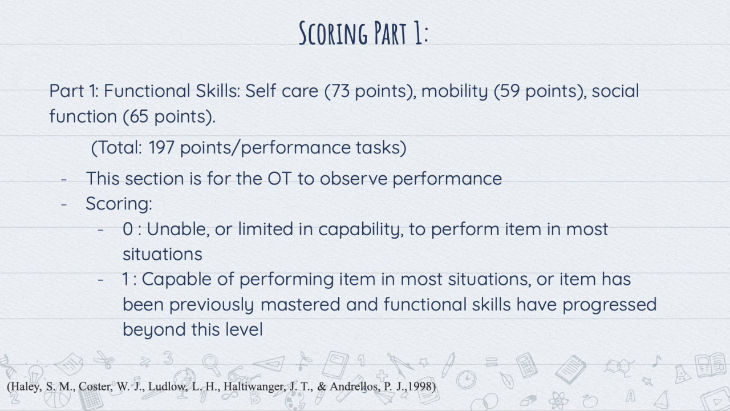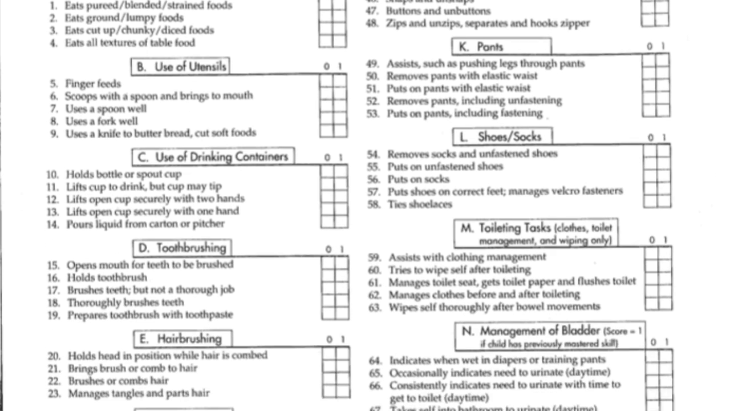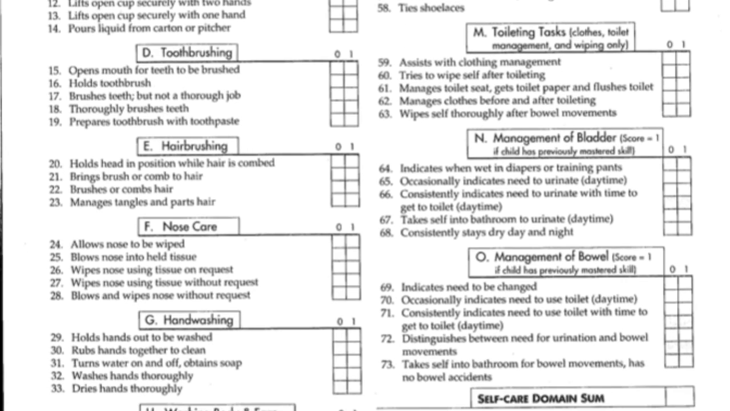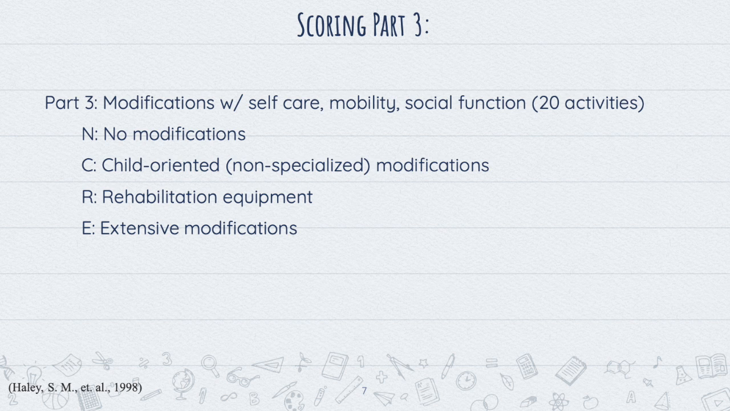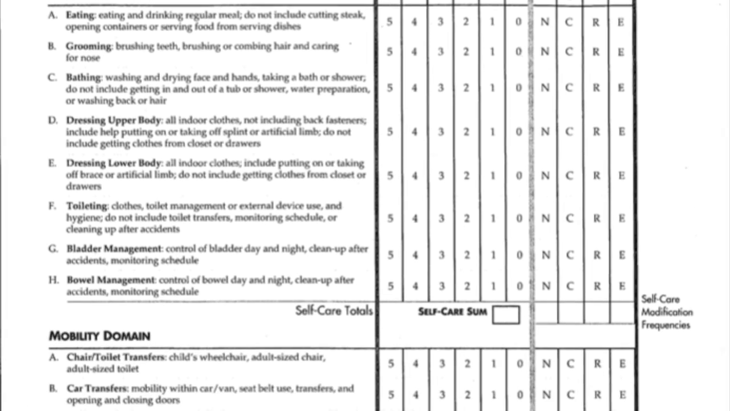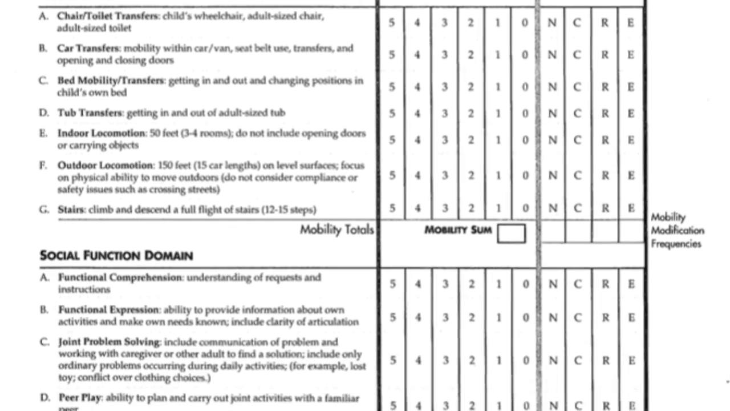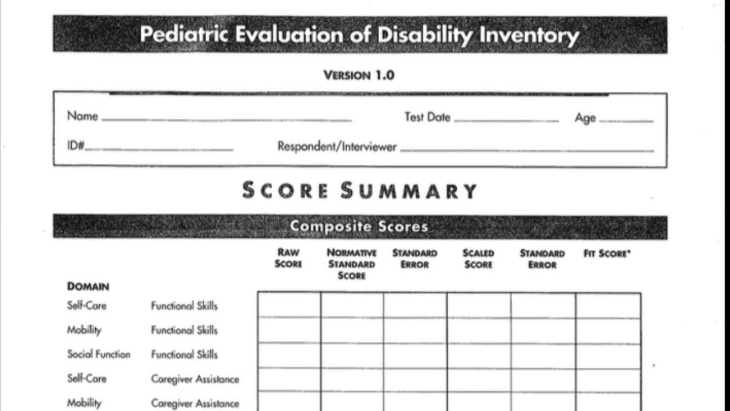All subcategories, including self-care, mobility, and social function, are scored by either 0, unable, or 1, capable. Here is Part 1, functional skills, specifically the self-care domain. Part 2, which is caregiver assistance, is scored from 0, being total assistance, to 5, being independent. Part 3 asks about modifications, whether the child needs extensive modifications or no modifications. Here is what Parts 2 and 3 look like. This is the score sheet.